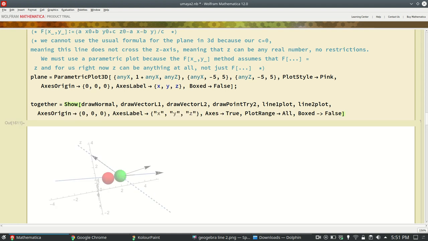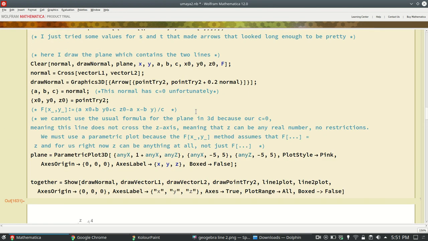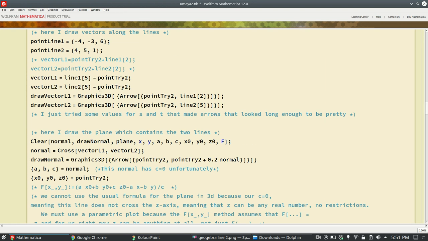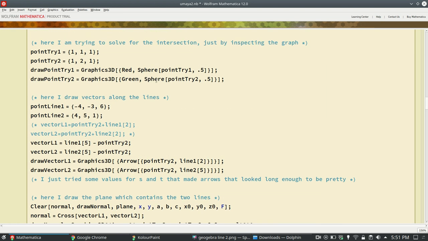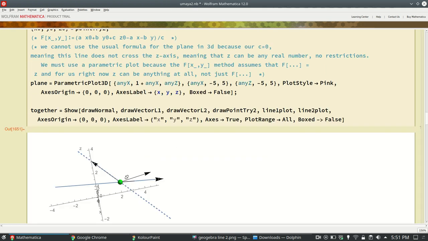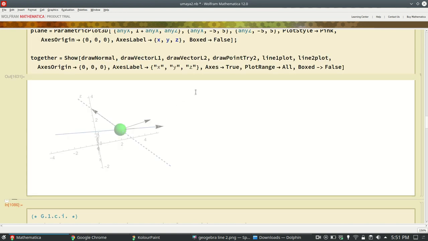I have made the points fat on purpose so that they're easy to see even when the plane is there. If you don't like how fat they are, the way you change that is by going to where I have draw point try 1 and draw point try 2, and then this last number is the fatness. So you can change that and you'll get a skinnier point. I prefer to keep it fat though.